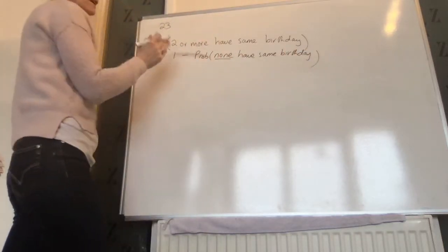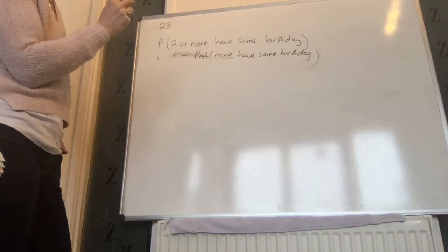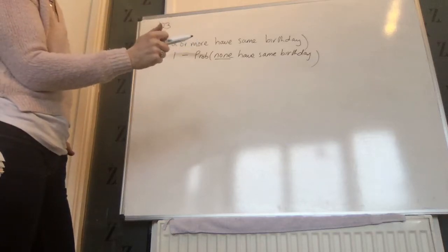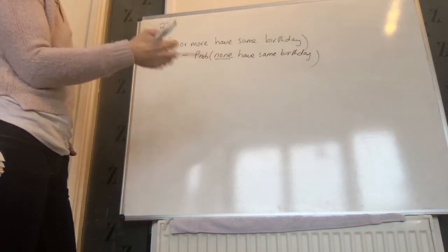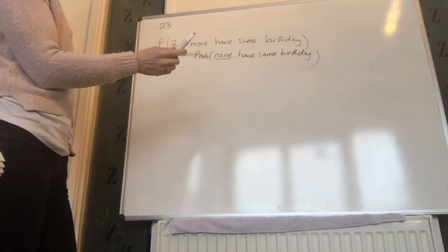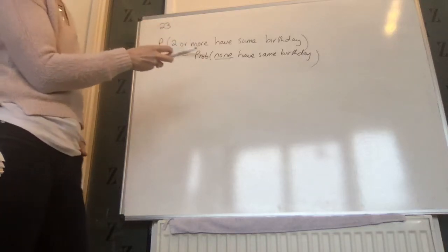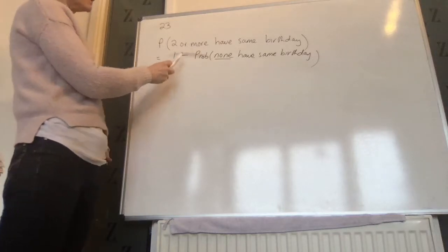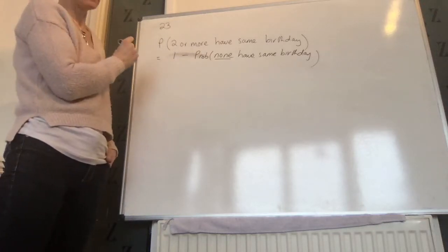Okay, now think about it. The probability that 2 or more have the same birthday, that could mean 2 of them have the same birthday, 3 have the same birthday, 4 have the same birthday. We have to consider all those options. Or we say it's 1 minus the probability that none of them have the same birthday.